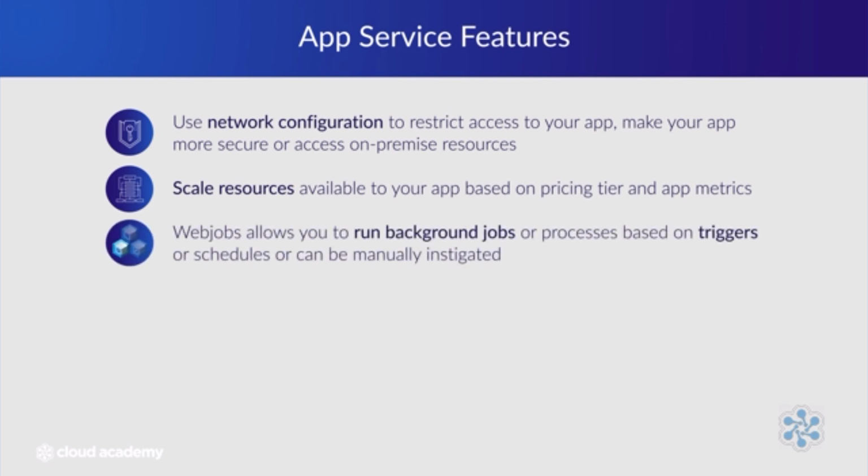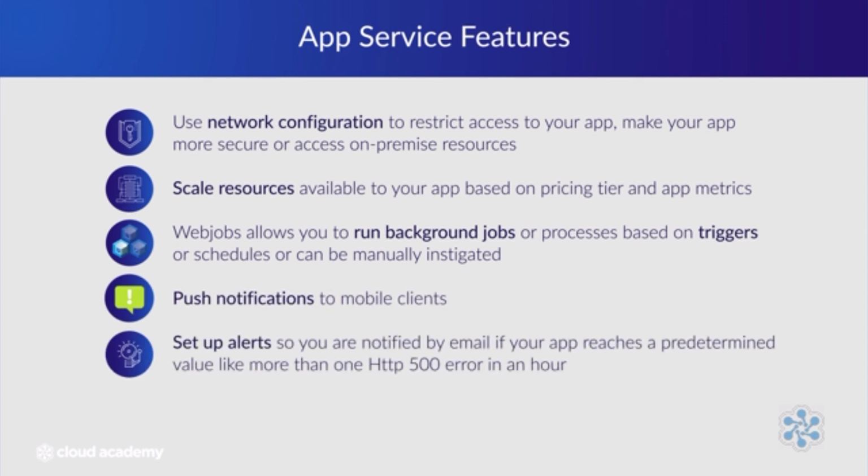Web Jobs allows you to run background jobs or processes based on triggers or schedules, or can be manually instigated. Push notifications to mobile clients. Set up alerts so that you are notified by email if your app reaches a predetermined value, like more than one HTTP 500 error in an hour.